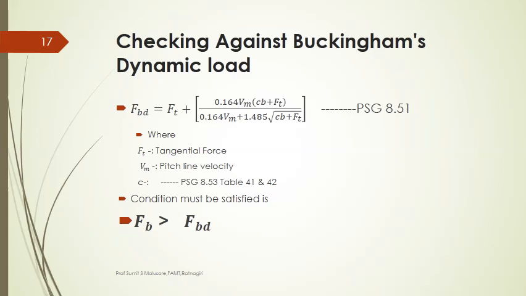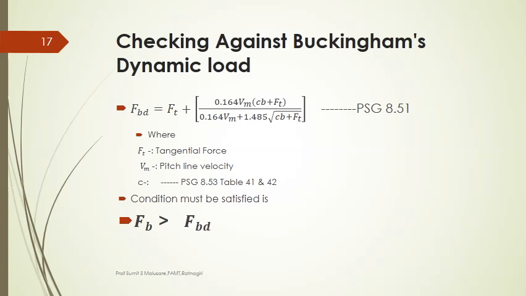Then checking against Buckingham's dynamic load. Again the standard formula is given, FBD is equal to FT and so on; it is a somewhat bulky formula, but we have to find it out. Ft is the tangential force, we have to put it in kgf. Vm is the pitch line velocity, we have to put it in meters per second. Then the value of C is another term. From PHE 8.53, tables number 41 and 42, as per the initial assumptions made, calculate the value of C.